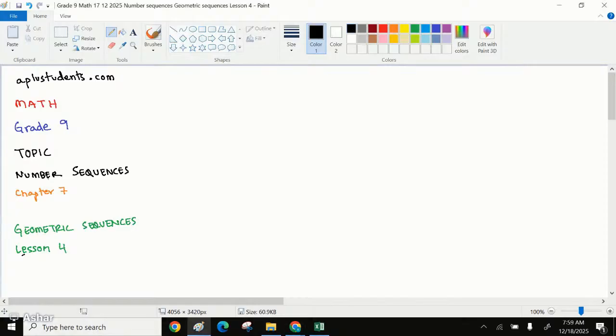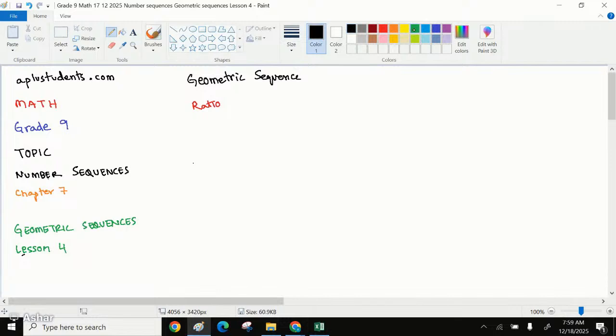The first thing we need to understand is what a geometric sequence is. A geometric sequence has a ratio. We work on a ratio. All the values have a similar ratio. Let's see what a ratio is.